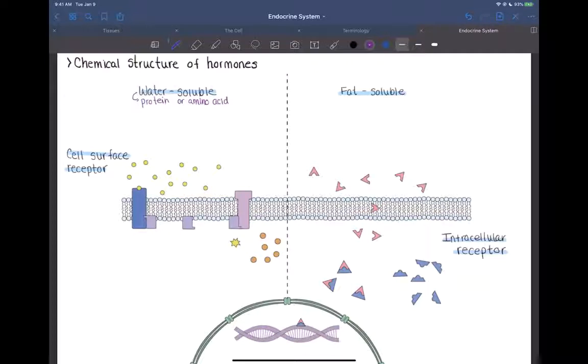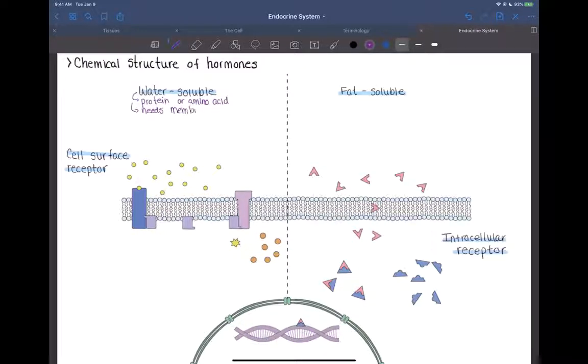There's one exception to that, and that is the thyroid hormone. The thyroid hormone is made from amino acid, but it's very fat soluble. So it's the exception to the rule that if a hormone is protein or amino acid based, it's water soluble. Water soluble means that it can dissolve in water. It also means that it cannot just diffuse through the plasma membrane. So it needs a membrane protein, which you learned about in A&P1.